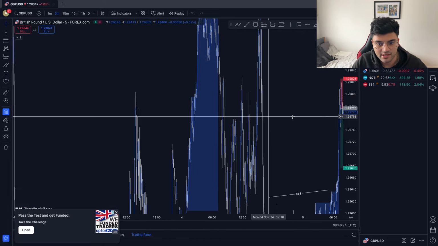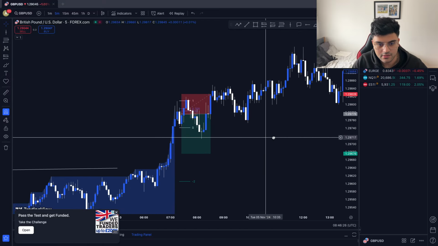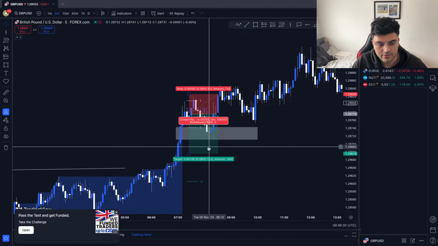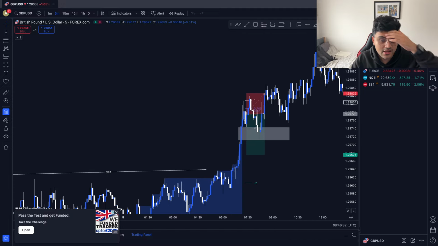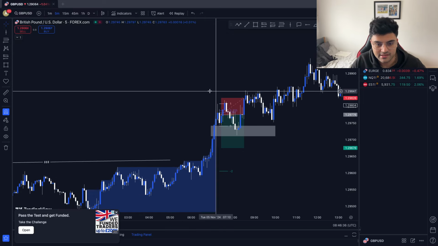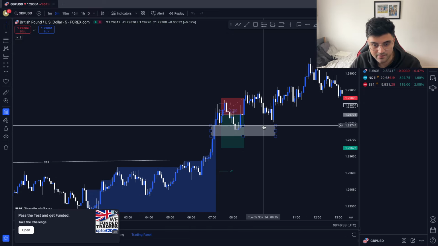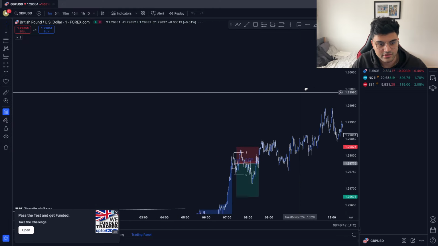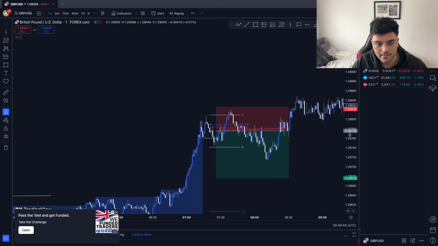We actually reacted out of this 5-minute fair value gap right here, perfect reaction, and then we went up to the upside. This is just what happens sometimes. I definitely journaled it and I'm going to improve for the next time, but this is essentially the trade recap. Very simple, very mechanical. GU short position, and yeah, we move from there.